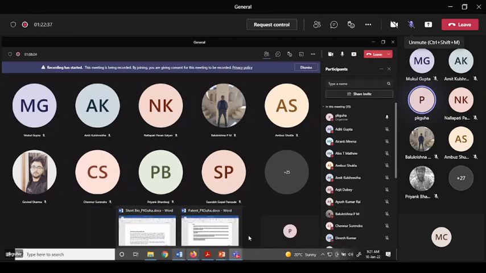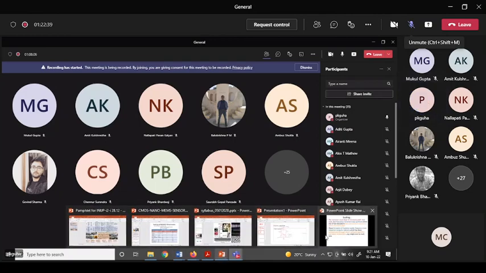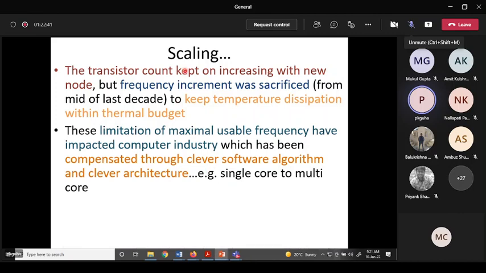Anyway, so the transistor count kept on increasing with each new node, which is obvious, and which we have already discussed, because we will have more transistors on the same silicon area. But frequency increment was sacrificed. What do I mean by frequency increment? Frequency increment means clock frequency.